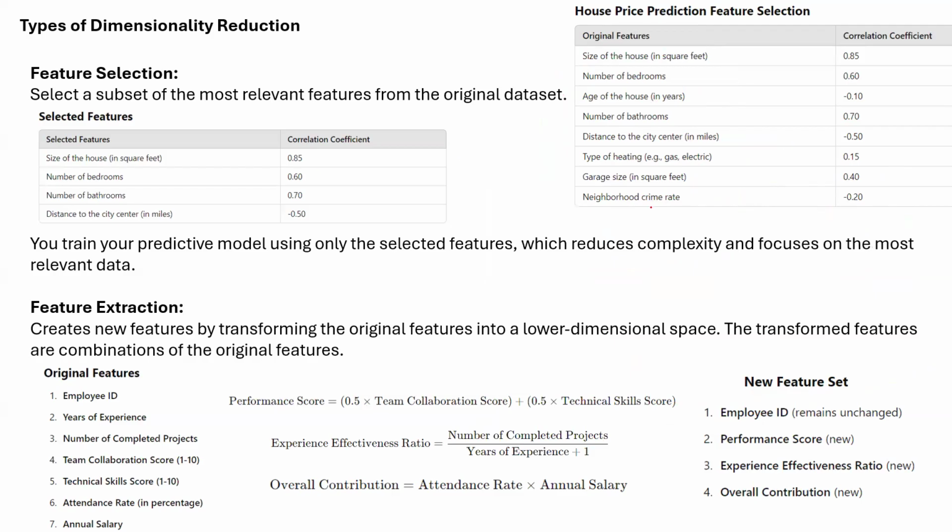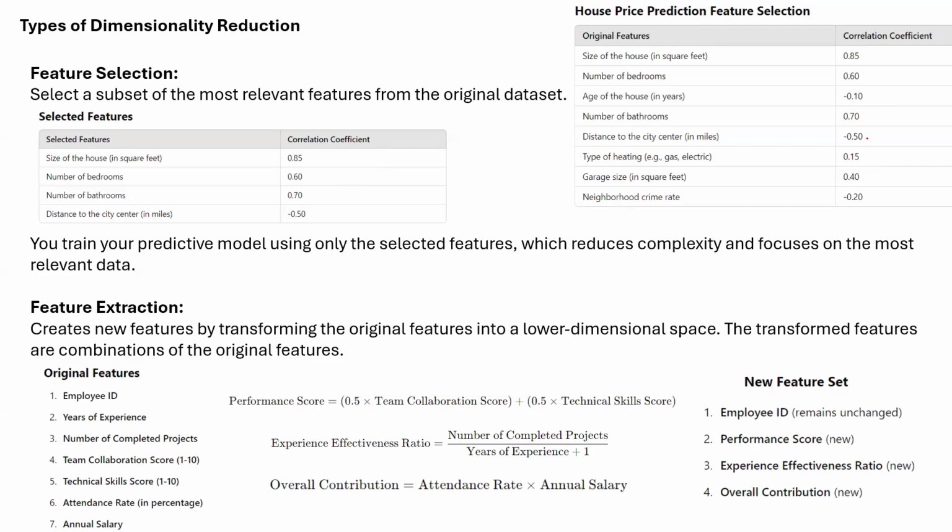So out of these eight dimensions, I have chosen only the topmost four dimensions, where the correlation coefficient is higher. The 0.85 is the highest value out of this, 0.60 is the next highest, the third highest value is 0.40, and the fourth highest value is minus 0.50.